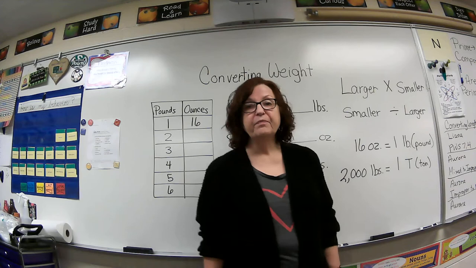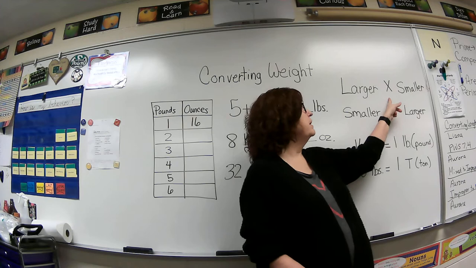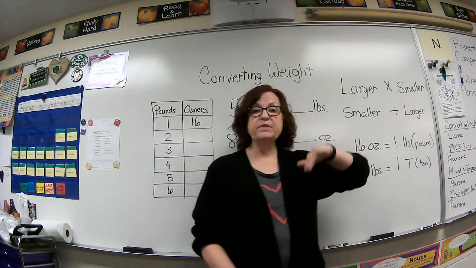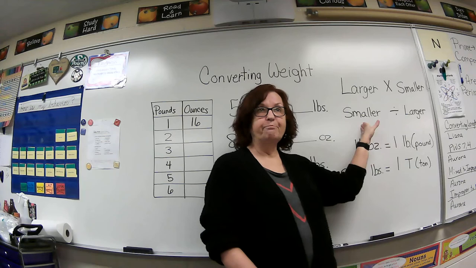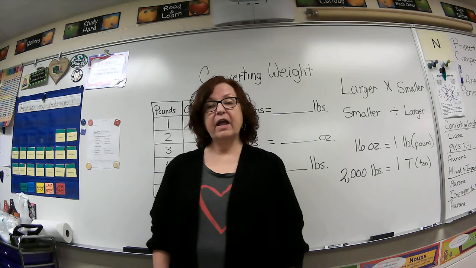If you're going from a larger unit, like from tons to pounds, you would multiply. If you go from a larger unit to a smaller unit, you would multiply. Okay? If you're going from a smaller unit to a larger unit, you would divide. Let's say you're going from pounds and you want to change that to tons, you would divide, okay? And you would find out how much is in one, and that's what you would multiply or divide by, okay?